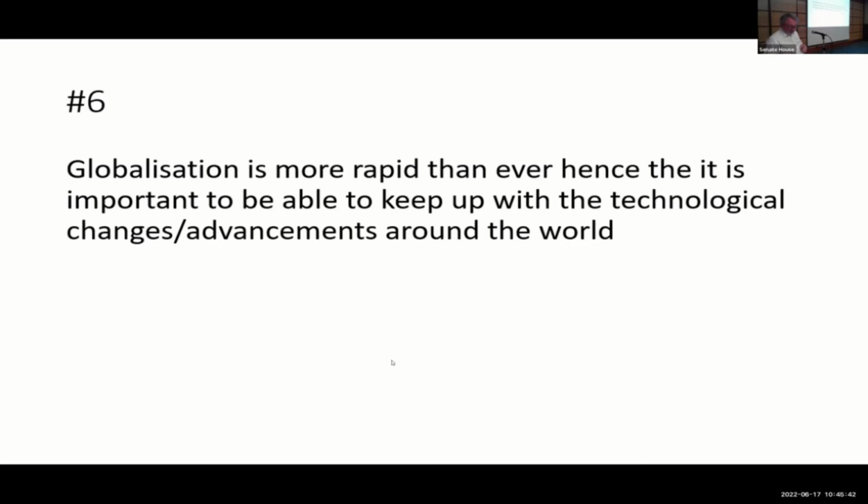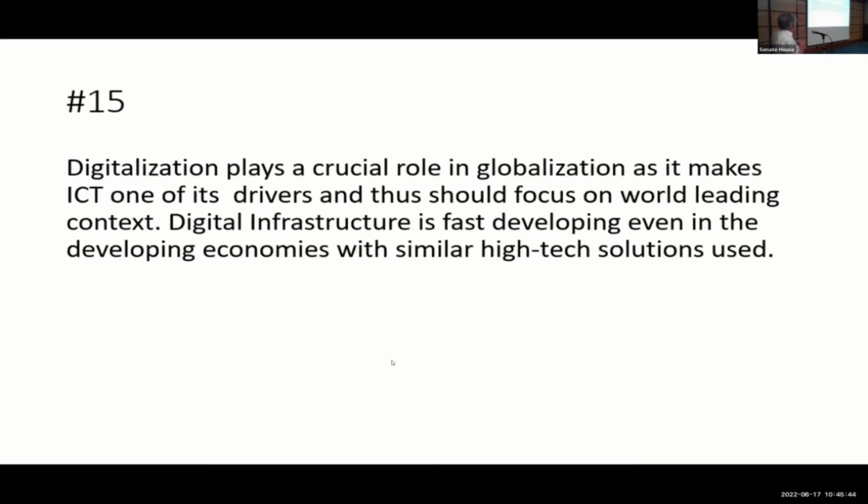The next one, again, globalization theme. People who are seeing the global context: crucial role in globalization, it makes one of its drivers, and focus on world-leading context. In other words, I think they're asking you to go a bit more global. Fast developing, even in developing economies, with similar high-tech solutions used.